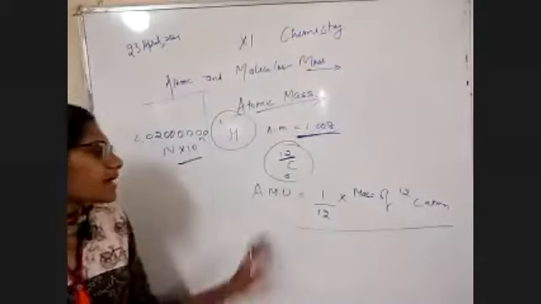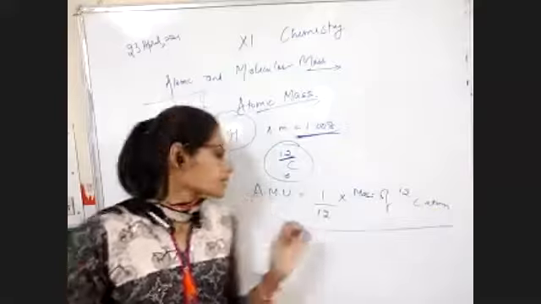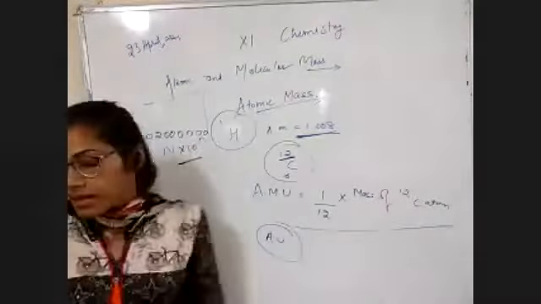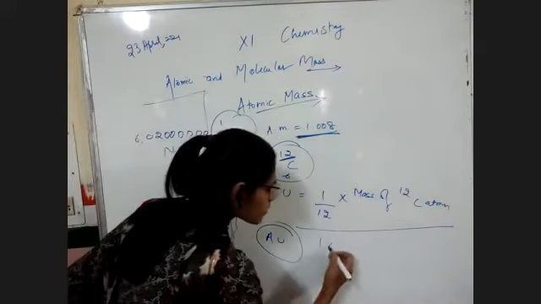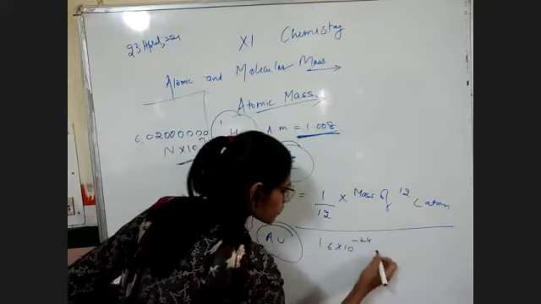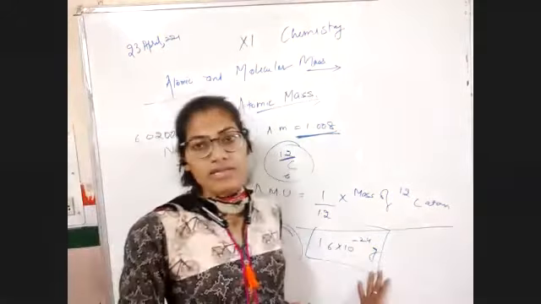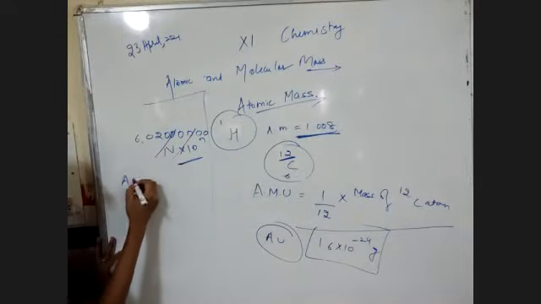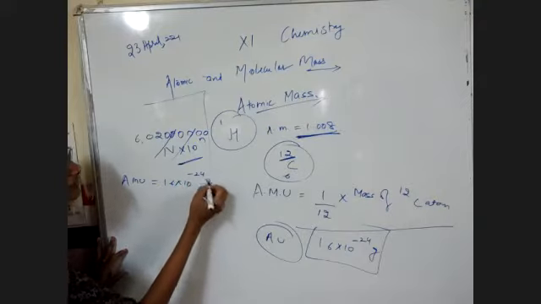This is considered our atomic mass unit, which has now been modified to only u, that is atomic unit. And 1 amu equals 1.6 into 10 raised to power minus 24 grams. You have to remember this one: 1.6 into 10 raised to power minus 24 gram. So I'll put this here. Atomic mass unit equals 1.6 into 10 raised to power minus 24 gram.